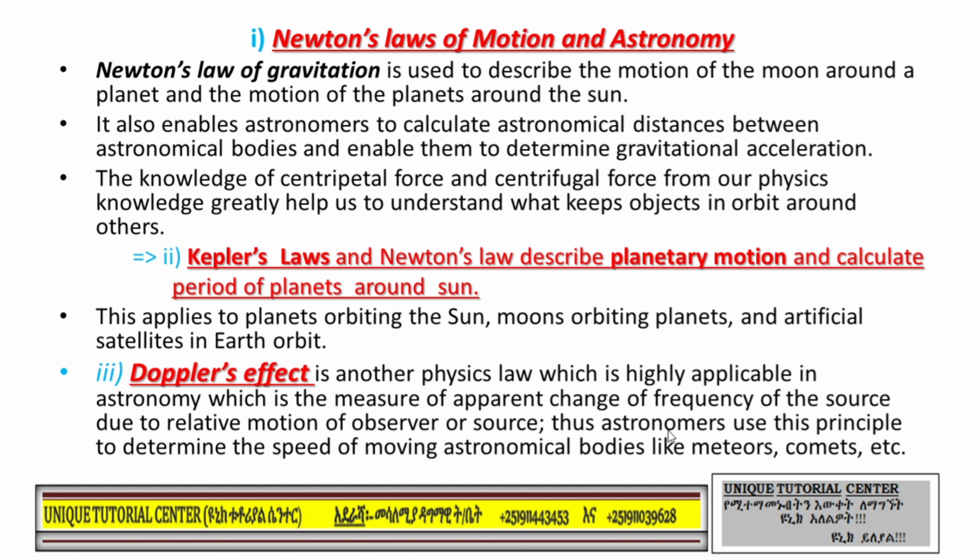Is an astronomical body approaching towards us, or is it receding, moving away from us? With what speed is it approaching towards us? This is explained by the Doppler effect. And the Doppler effect is highly applicable in astronomy, okay? And the Doppler effect is a concept of physics.